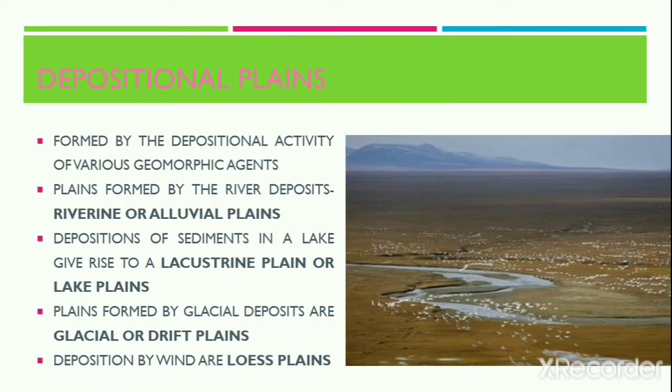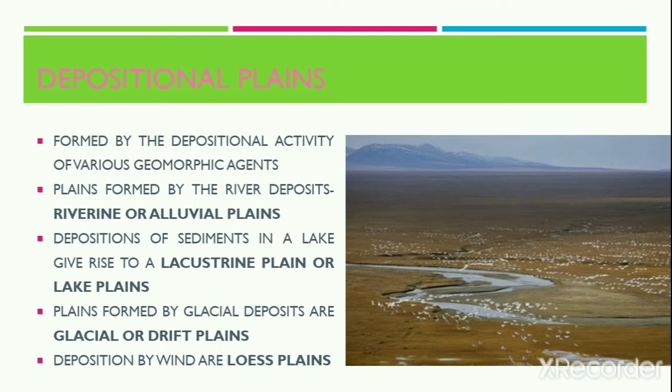Now let's look into the depositional plains. The depositional plains are formed due to the gradual deposition of sediments by different geological agents like river, wind, glaciers, and by the running or the underground water. The depositional plains range in size and extent, which depend upon the area and the nature of the sedimentation.